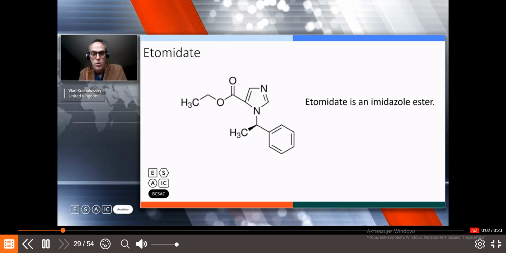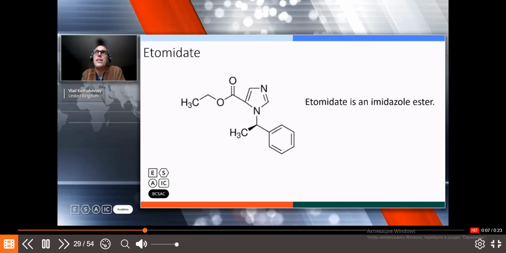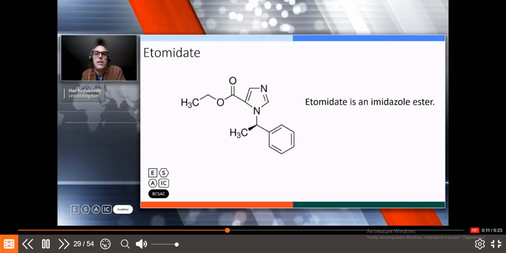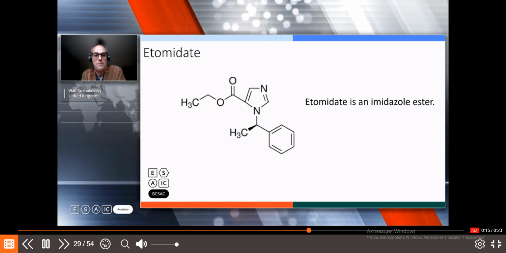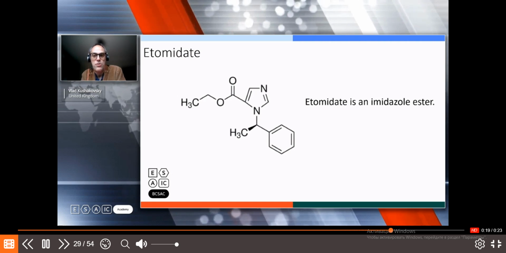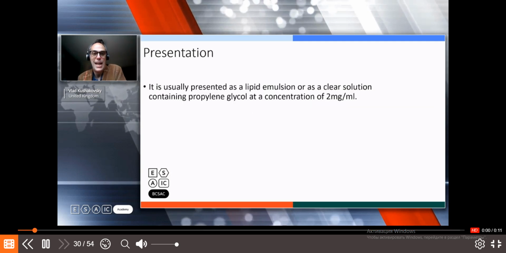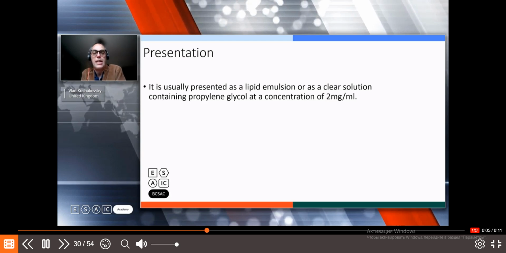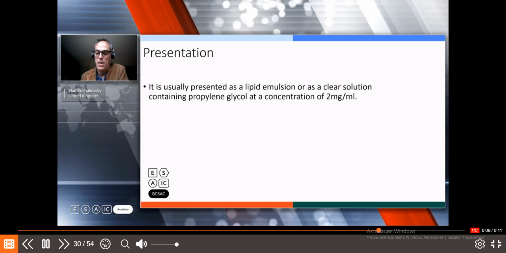So let's move on to etomidate. And that's another very interesting drug which has been going out of favor over the last decade or two. Again, the pretty picture of imidazole structure, and it's an imidazole ester, and it's usually presented as a lipid emulsion or as a clear solution containing propylene glycol at a concentration of 2 mg per ml.